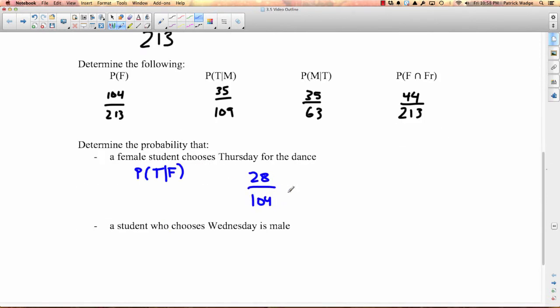Now this one we can definitely put in lowest terms. Divide by 2, you get 14 over 52. Divide by 2 again, you get 7 over 26. That'd be your answer. What's the probability that a student who chooses Wednesday is male?